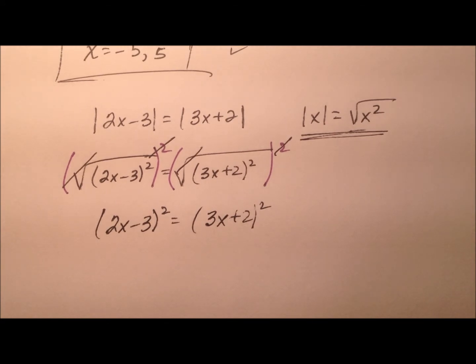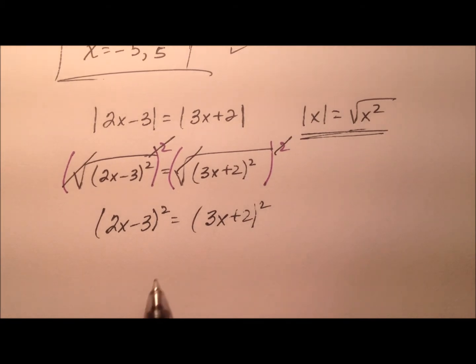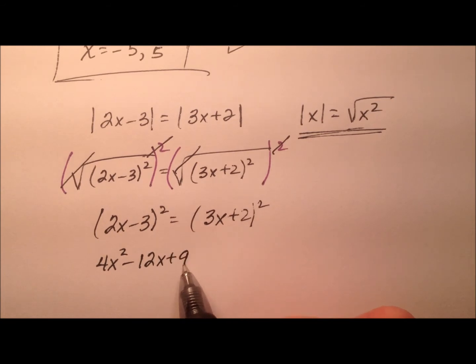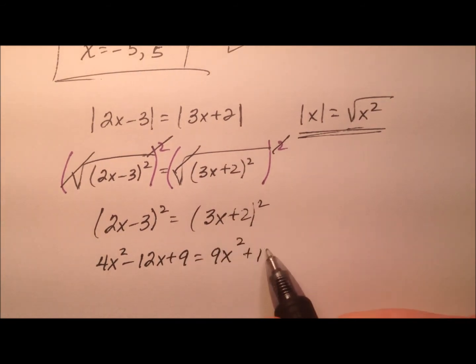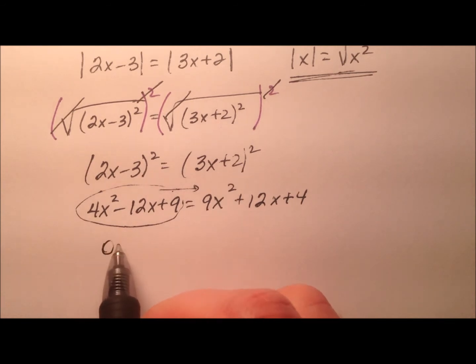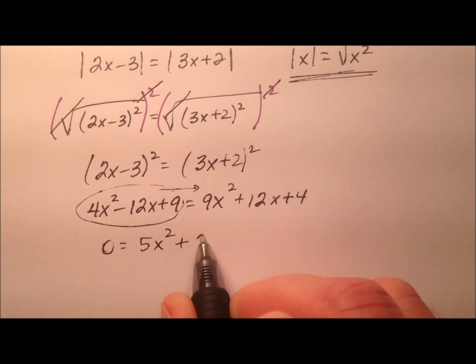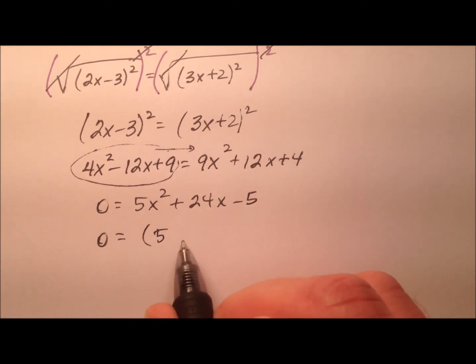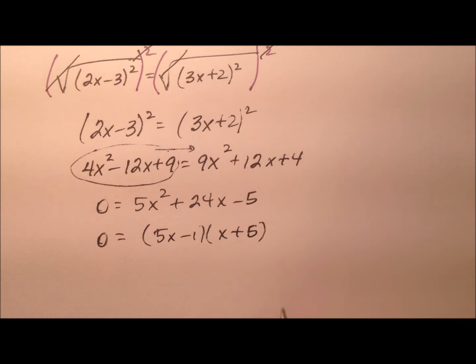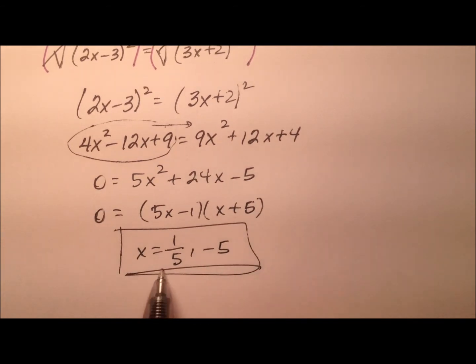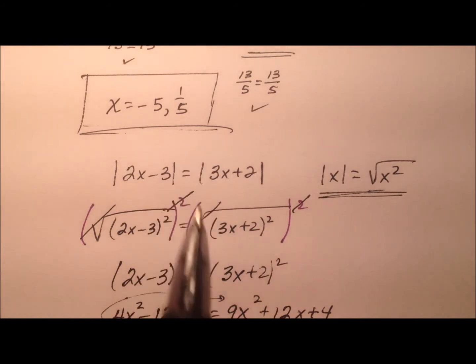So I've taken my absolute value equation and I have turned it into what appears to be a quadratic equation. Let's go ahead and square both of these. So 4x squared minus 12x plus 9. And that will equal 9x squared plus 12x plus 4. Okay, so let's go ahead and push all these terms over to the right side. So 0 equals 5x squared plus 24x minus 5. So when I factor this, I'll end up with 5x minus 1 times the quantity x plus 5. And when I solve this, I'll get 1/5 and negative 5. Well, that's very, very interesting because 1/5 and negative 5 is exactly what we had here.